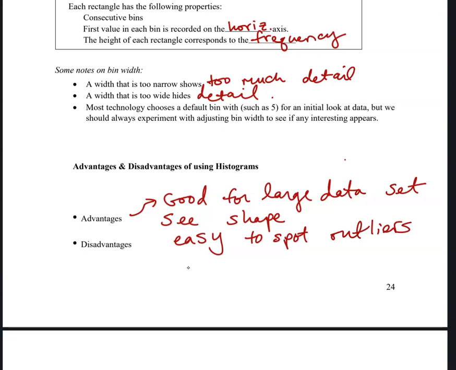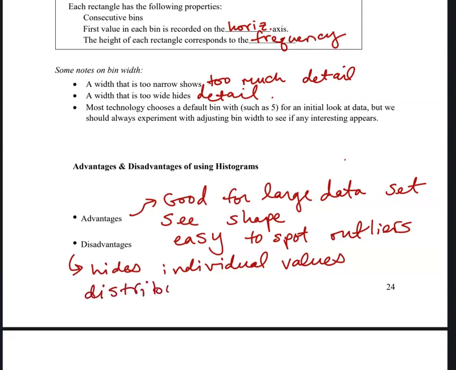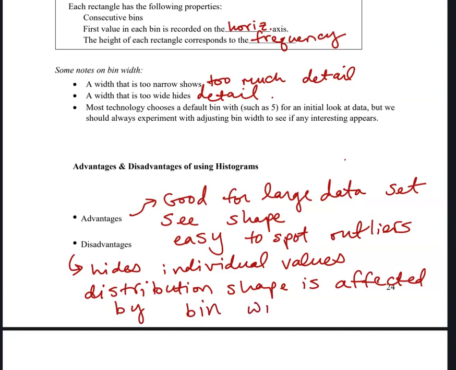A few disadvantages are that it hides individual data values, so it's hard to see specifics. If there's a specific value you're looking for, all you see are those ranges according to the bins. And the shape of the distribution is affected by the bin width. Sometimes we can change the bin width and make it too small or too wide, and that affects what the shape looks like.